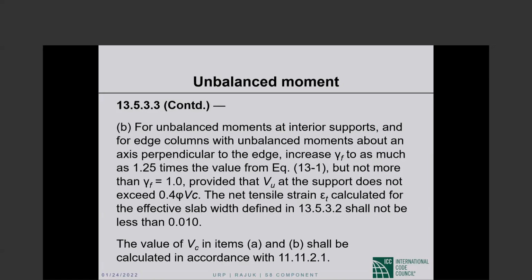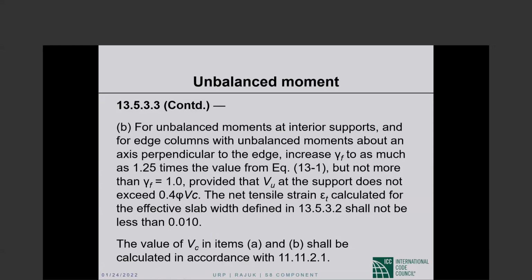Now we can do that provided V sub u at the support does not exceed, here it is 40% of phi times V sub c, quite restrictive. It was 75% at the edge column, 50% at the corner column. Now it is 40% of phi times V sub c at the interior support.